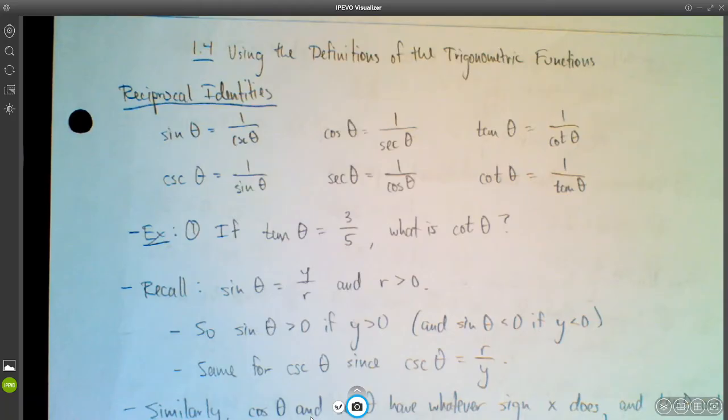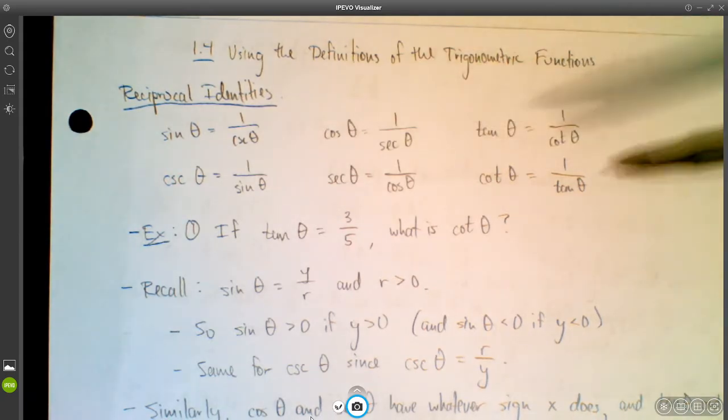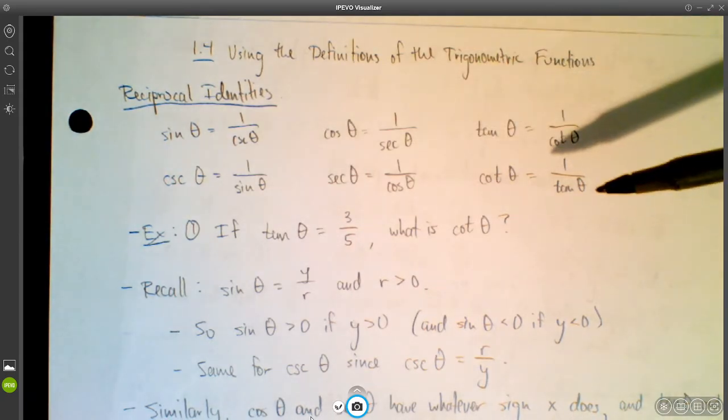All right, let's talk about 1.4, where we'll introduce a few identities in this section, and we'll talk a little bit more about calculating the trigonometric function values when you're given various pieces of information. So the first set of identities that we're going to discuss are the reciprocal identities, and these should be fairly obvious just from the definitions, right?